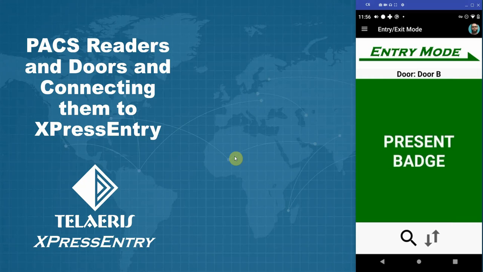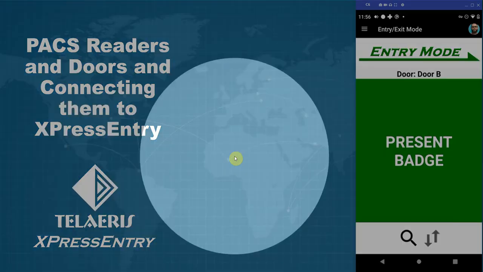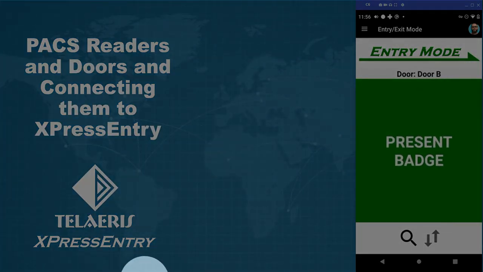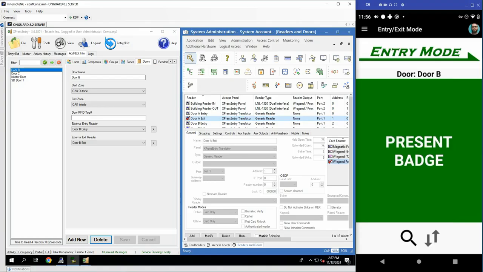In this video, we'll be talking about physical access control readers and doors and showing you how to connect them to XPressEntry. Now we assume in this video that you have XPressEntry and I have my handheld installed, which you see on the right hand of my screen, and I'll be using a remote system to demonstrate a physical access control linked into XPressEntry. In this case, I'll be using Linnell.